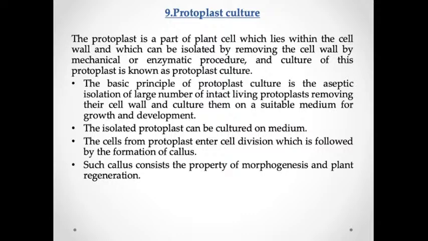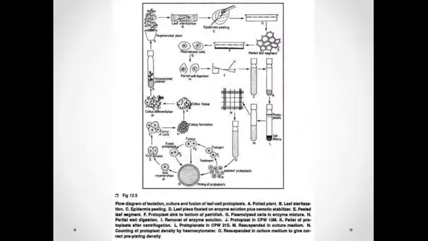So basic culture is the aseptic isolation of a large number of intact living protoplasts. You remove the protoplasts from your cell under aseptic conditions and culture them on suitable medium for growth and development. Then this isolated protoplast could be cultured on medium. Cells from the protoplast enter cell division and go for further cell division, which is followed by the formation of callus again. And this callus has the property of morphogenesis and plant regeneration.